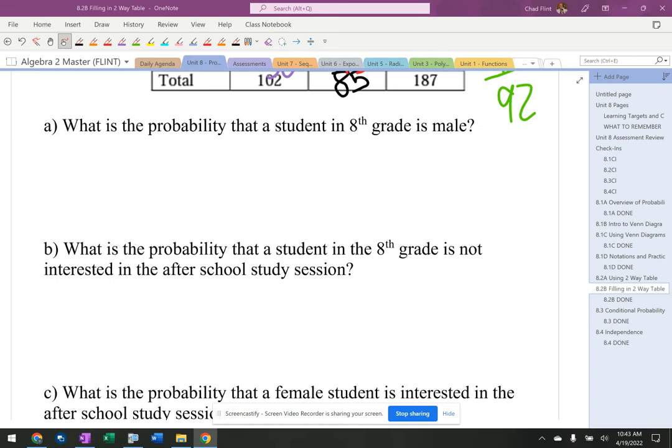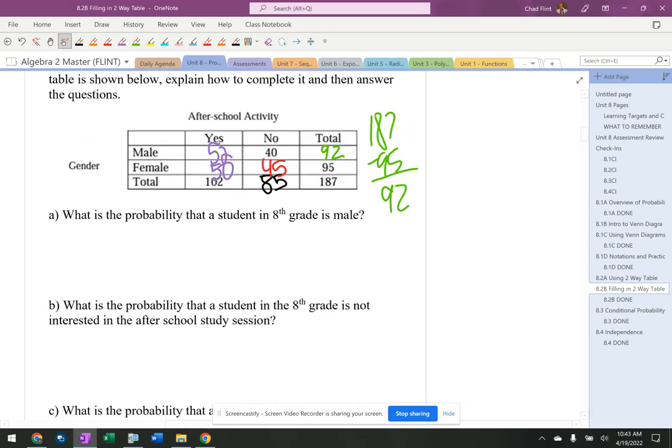All right, so what's the probability that a student in 8th grade is male? Well, everyone in this table is in 8th grade. So I want male on top, which is 92. The total males is 92, and the total kids in the grade is 187. Again, a lot of this is reading and figuring out if you're in the right spot.